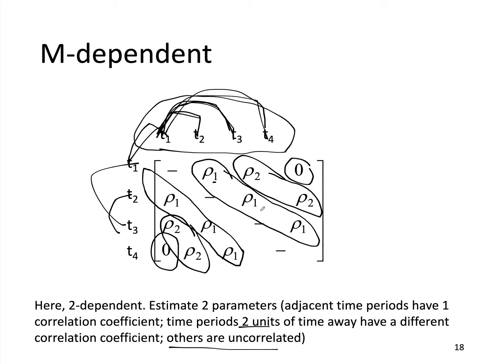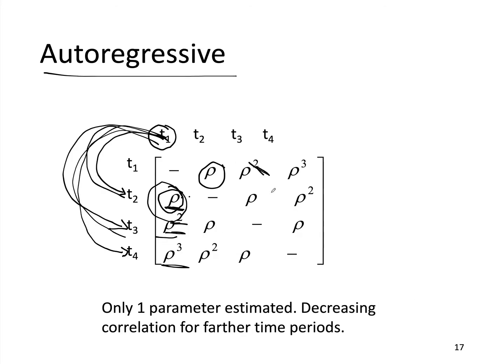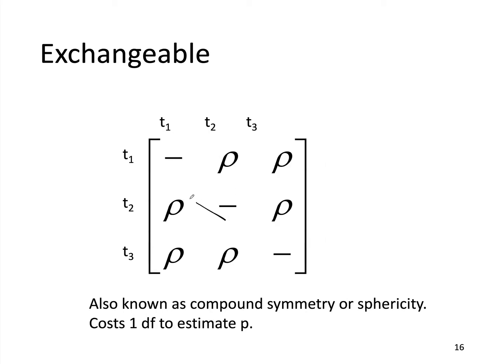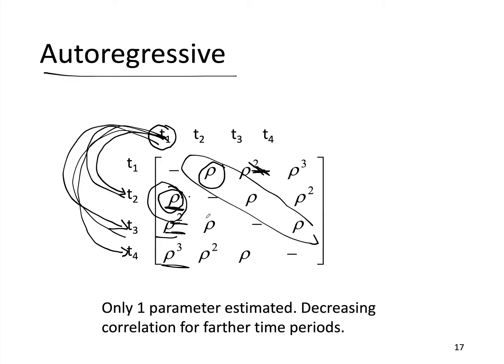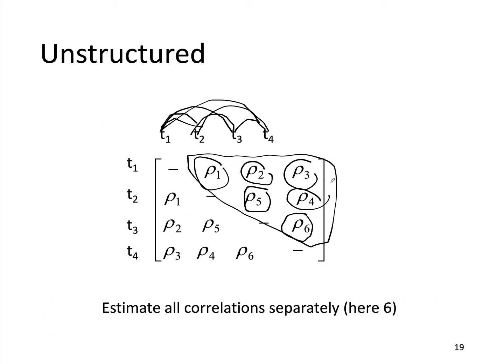Here we've estimated 2 parameters. Here we estimate 1 parameter with a decay function, or some function that represents decreasing change over time. Here we have 1 parameter. So we get a lot more precision with the unstructured, but we also have a lot of parameters we have to estimate. So we need a lot of good data in order to estimate this unstructured correlation.